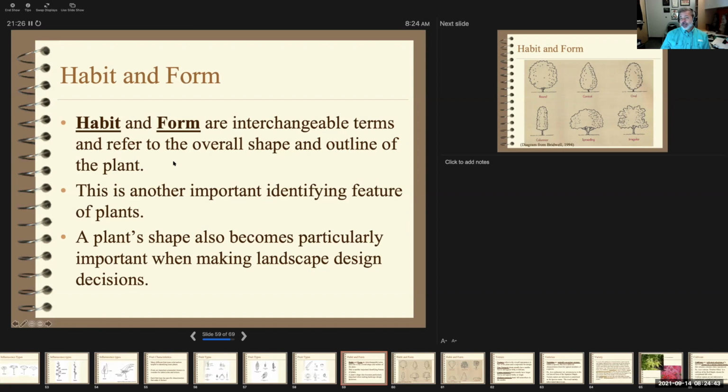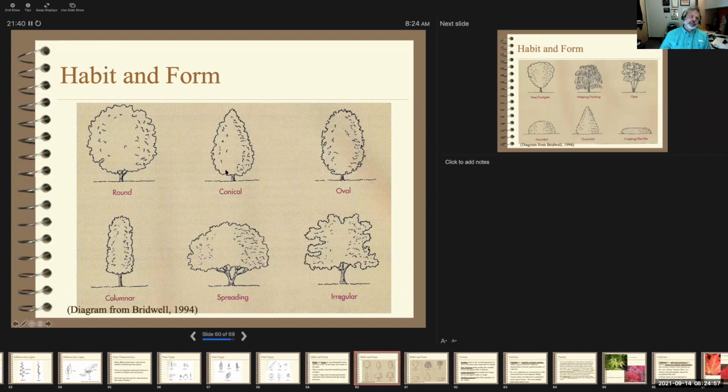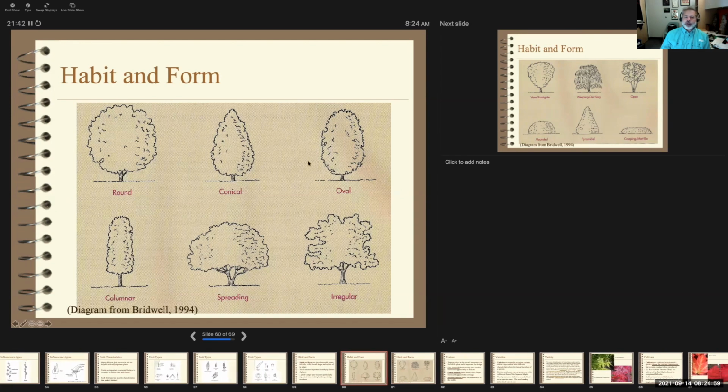As we get to the end here of knowing these different things about plants, habit and form are interchangeable terms that refer to the overall shape or the outline of the plant, which is something that we might use when we talk about identifying plants. And you might see round or conical or oval, columnar, spreading habit. These are different terms that we use when we identify plants, that we let you know as we talk about the plants.